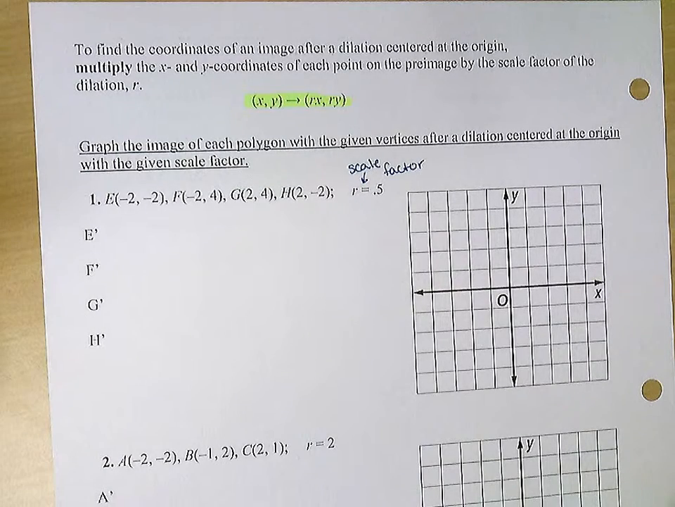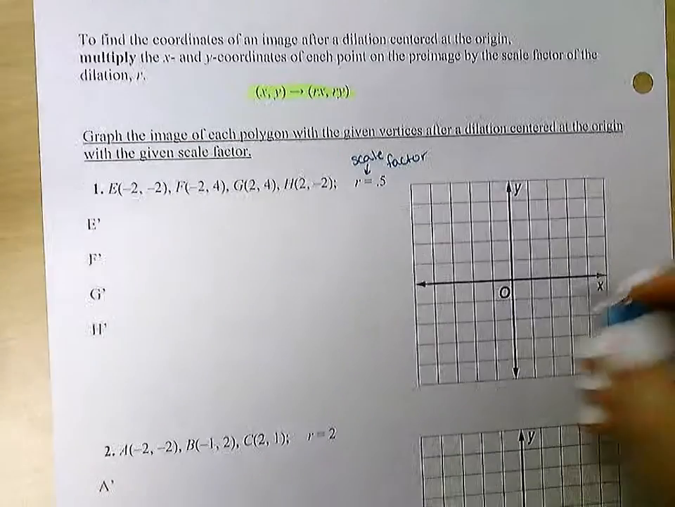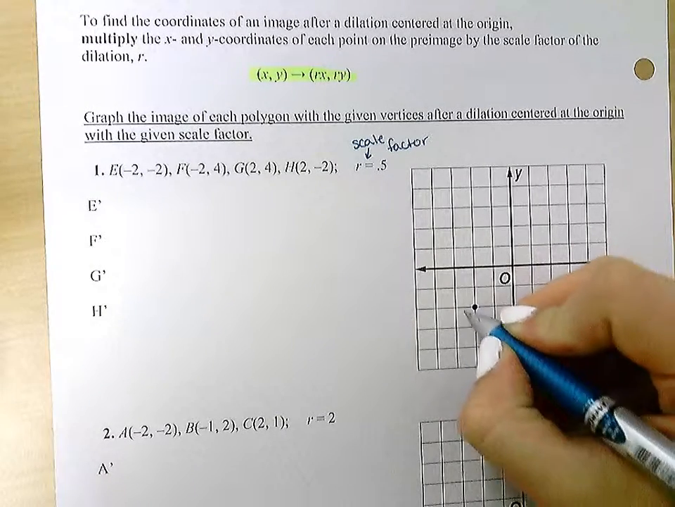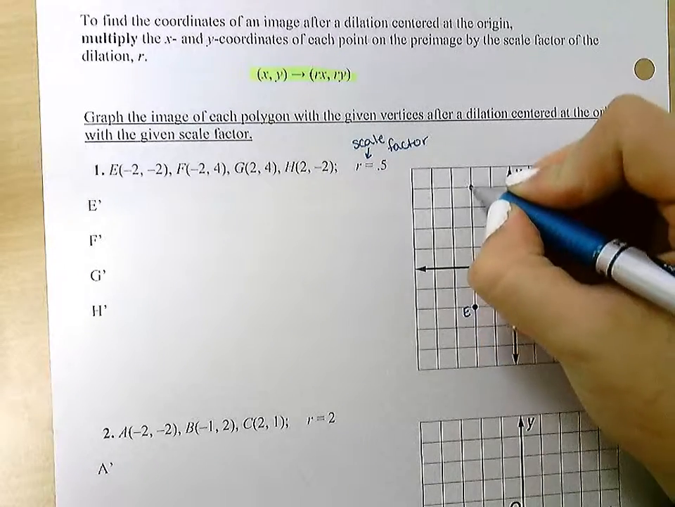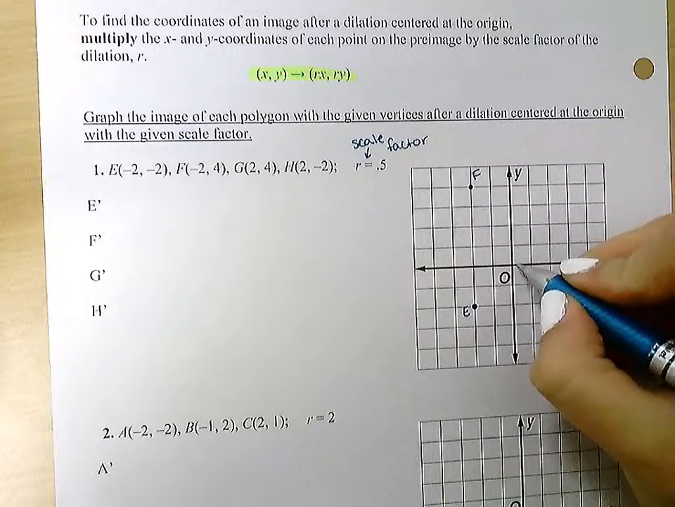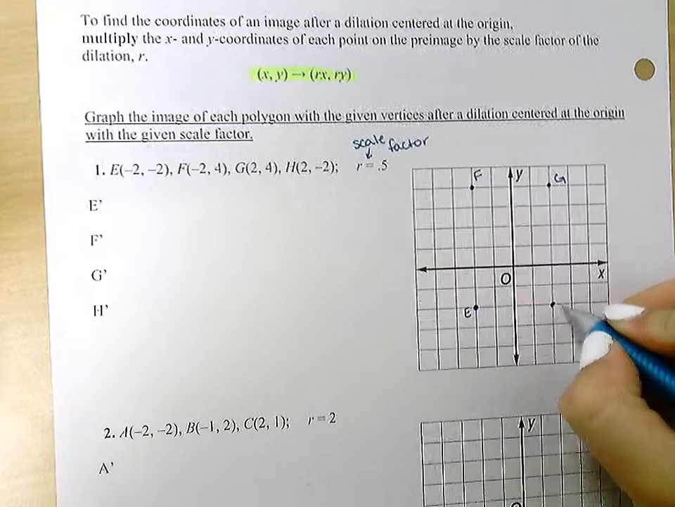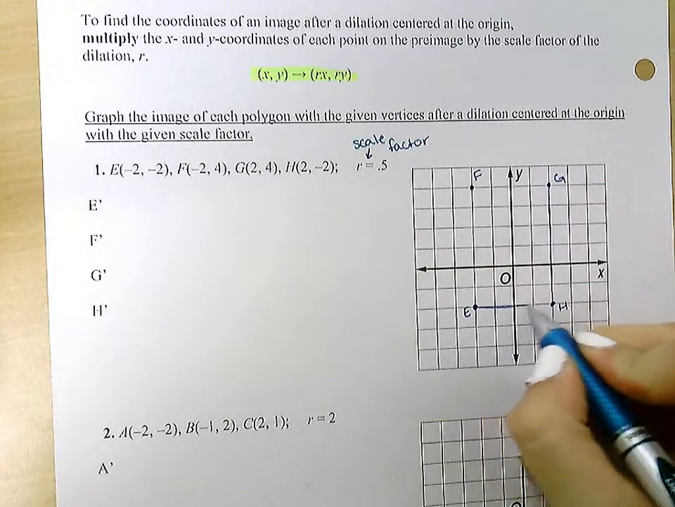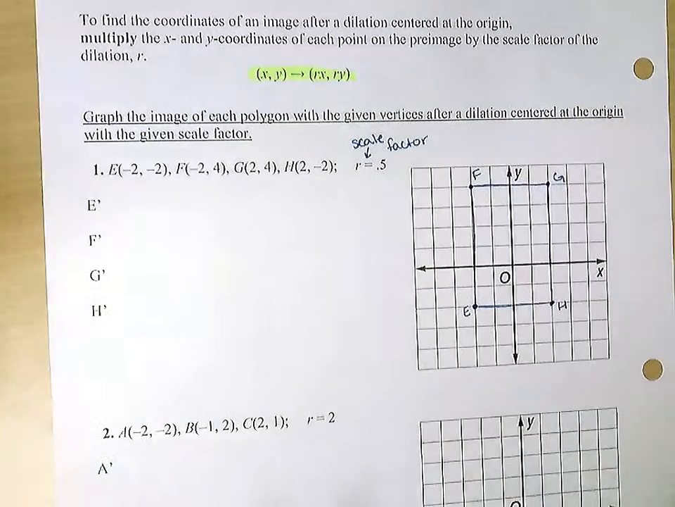Okay, so I want to plot my pre-image first. So plot out points E, F, G, and H. Point E is at -2, -2. Point F is at -2, 4. G is at 2, 4. And H is at 2, -2. Okay, so here is my pre-image.